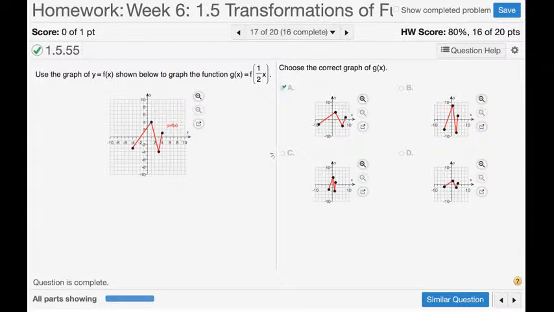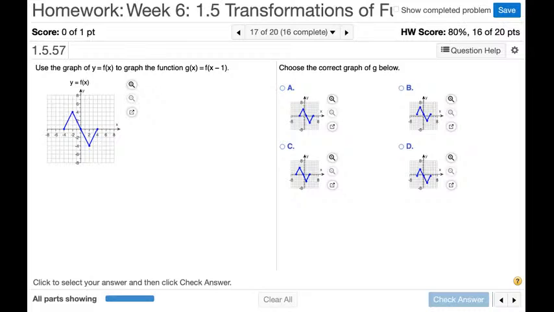We subtract 1 on the inside, that moves it to the right by 1. So it looks like A, right? A is the only one that looks like it went to the right by 1.